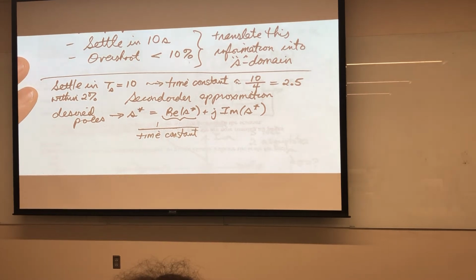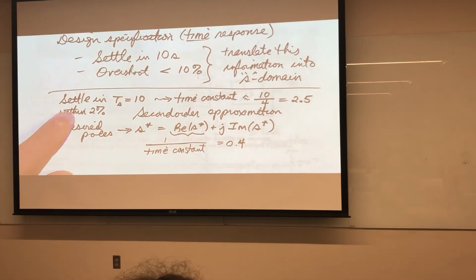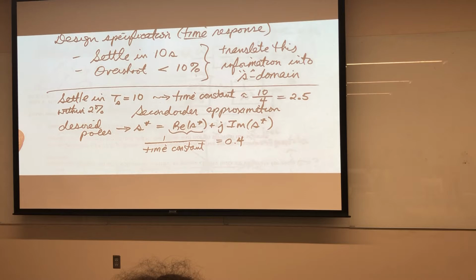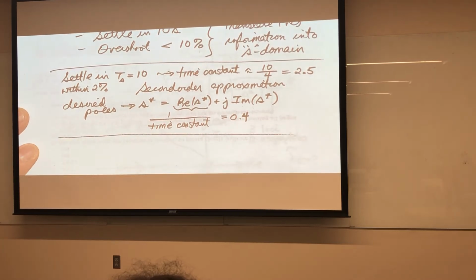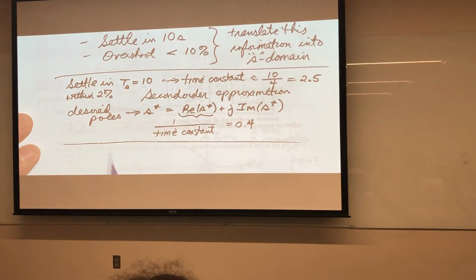Okay, 1 over the time constant. So 1 over the time constant will be equal to 0.4. Okay, so now we have this number. We can use the overshoot specification to get a second number, the imaginary part. All right, so let's take the overshoot.